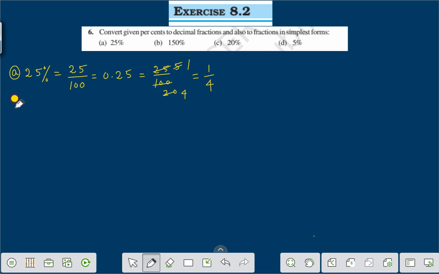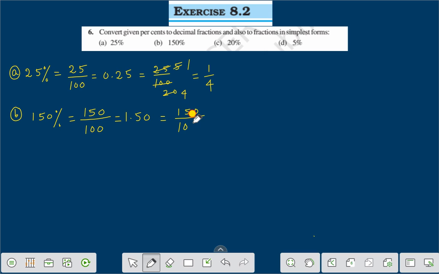Now question number B. Question number B is 150%. First we'll change into decimal fraction, that is 150 by 100. The point was here, you have to shift the point towards the left 2 decimal places, 1, 2, that is 1.50. Now we'll convert this into simplest form, that is 150 by 100.